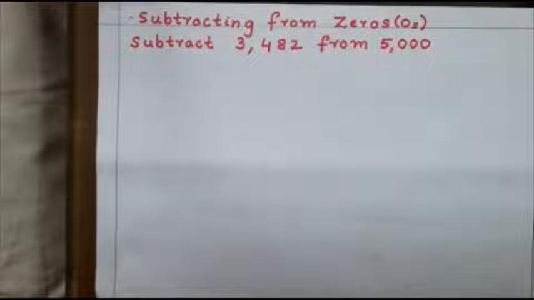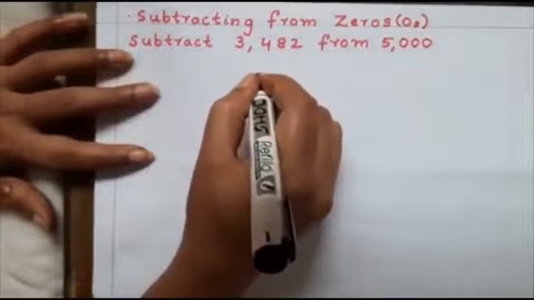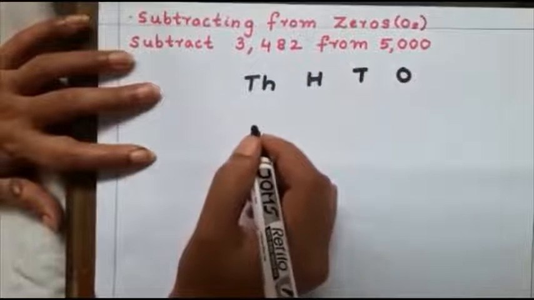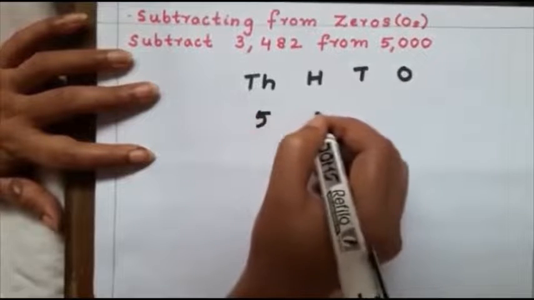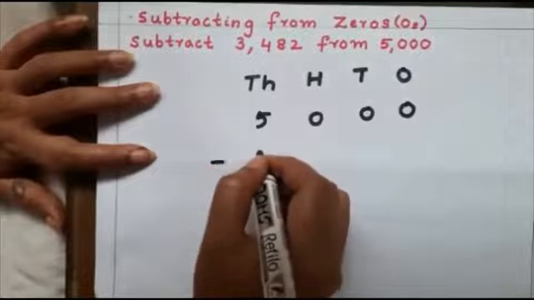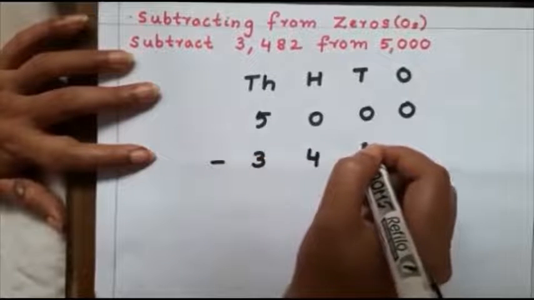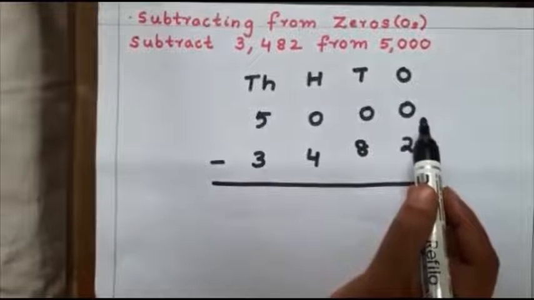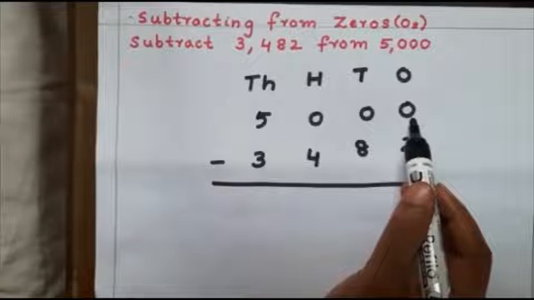Let us discuss one more concept, that is subtracting from zeros, with an example. Here we subtract 3482 from 5000. First, in order to subtract, we need to write the place values. That is thousands, hundreds, tens, ones. Write the larger number first, children, that is 5000. Next, write the number to be subtracted, that is 3482.